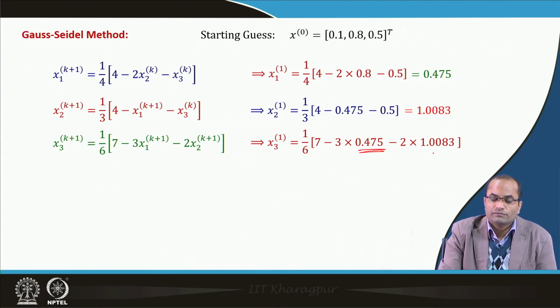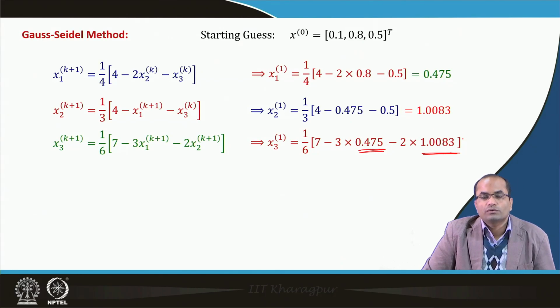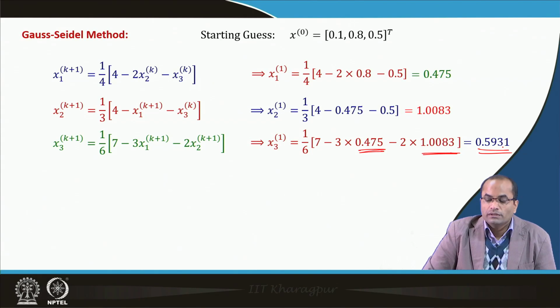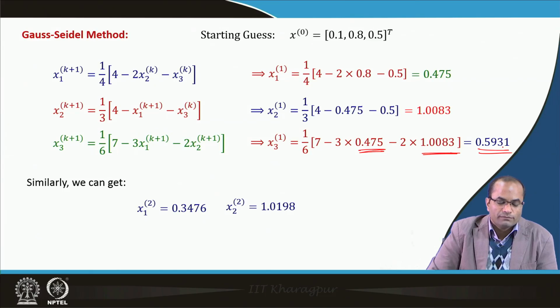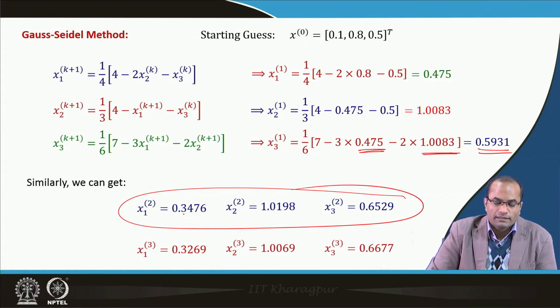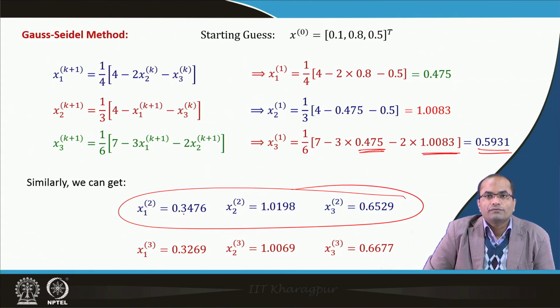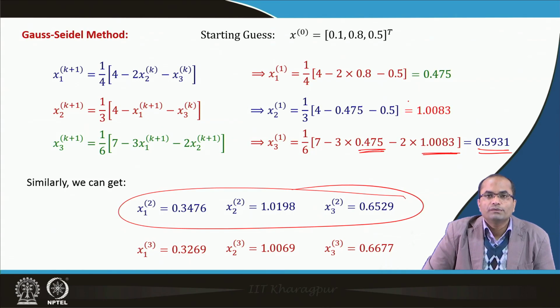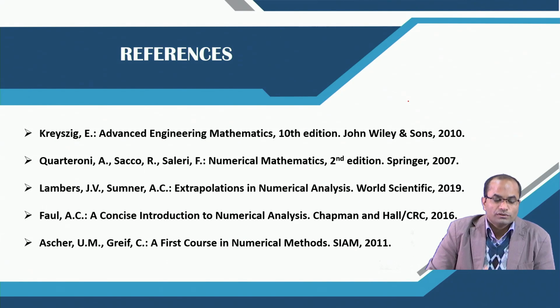So, like 0.475 and this 1.10083 will be used now, and we will get a new value 0.5931, and similarly we can proceed for the second iteration. So, all these values from the second iteration, and then we will get the values after the third iteration. So, here there was a difference that whatever we have evaluated, that value will be used in the current iteration, current evaluation. Well, so that was the evaluation part. In the next lecture, so these are the references.